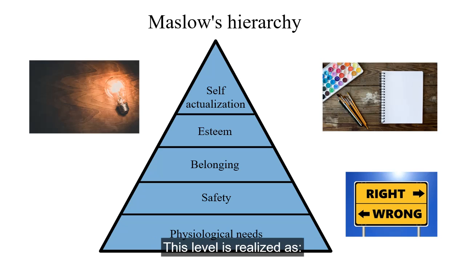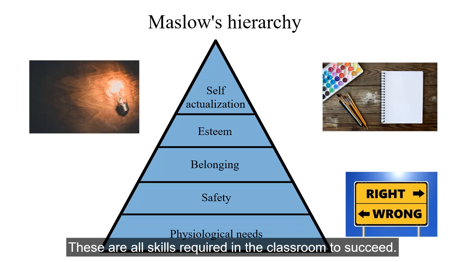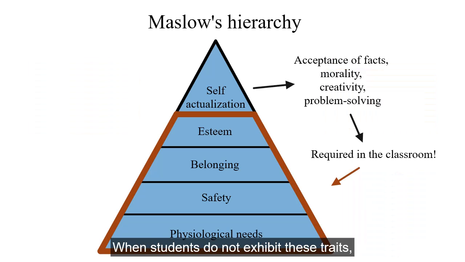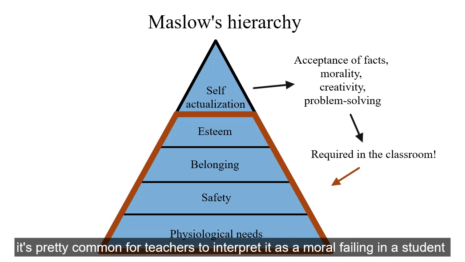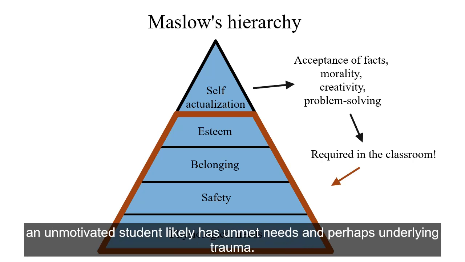This level is realized as morality, creativity, acceptance of facts, motivation, and achievement of one's full potential. These are all skills required in the classroom to succeed. And when students do not exhibit these traits, it's pretty common for teachers to interpret it as a moral failing in a student. Perhaps the framework of Maslow's hierarchy will provide you with the understanding that an unmotivated student likely has unmet needs and perhaps underlying trauma.